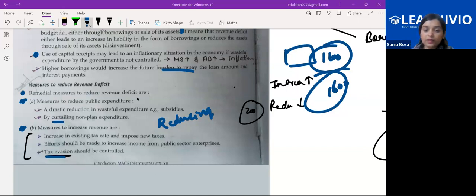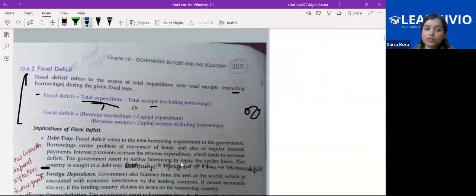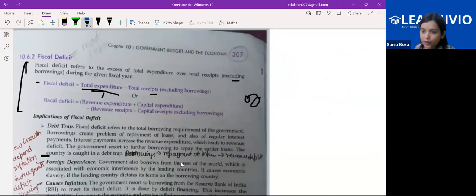Okay. Now let's start with the next one. First of all, the next is the fiscal deficit. So, ma'am, what is the fiscal deficit? Fiscal deficit refers to the excess of total expenditure over total receipts. Whatever receipts you are getting, and the excess of expenditure over that, excluding borrowing, during a fiscal year. Clear? Yes, ma'am. So this is the definition of fiscal deficit.